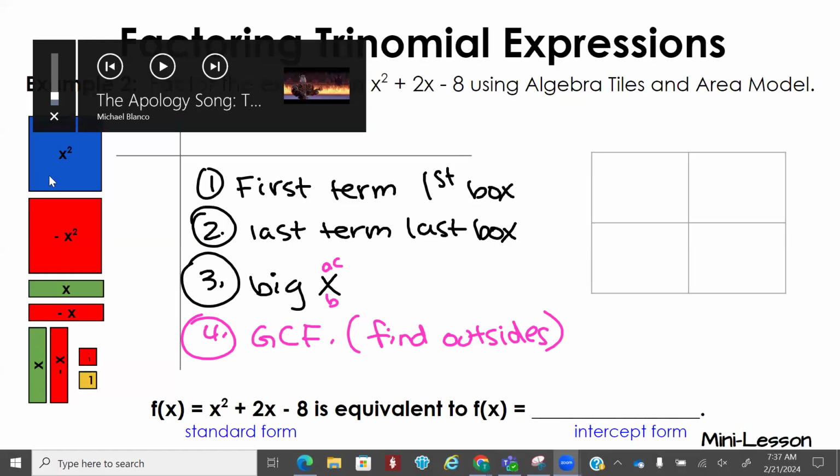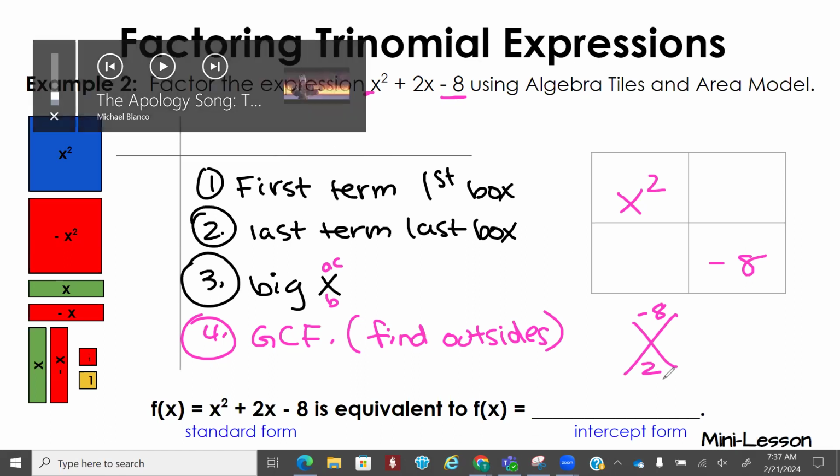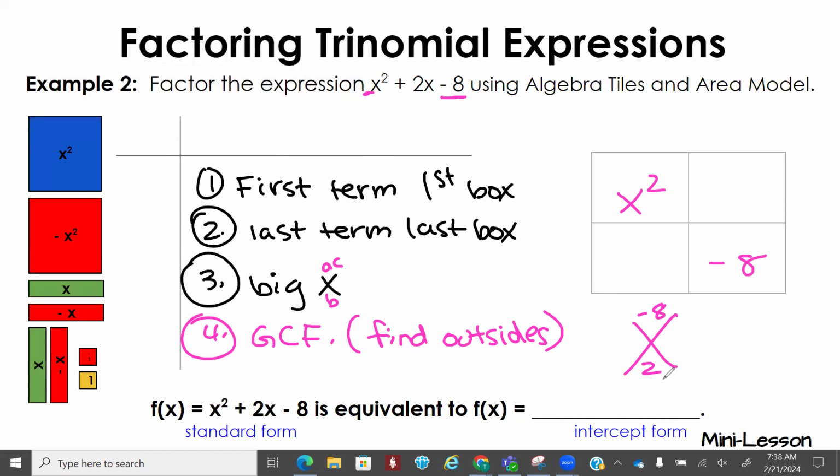Let's see how far you got. First term goes in the first box. Last term goes in the last box. Got that? Okay, got 2 steps done. Now we're going to do the big X. We're going to say 1 times -8 gives me -8, and b, which is that 2, goes in the bottom. So what two numbers can I multiply together to get -8, but add together to get 2?